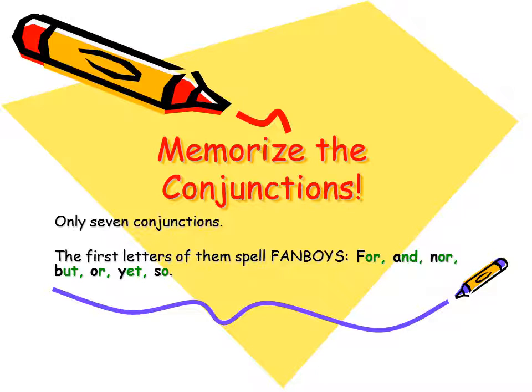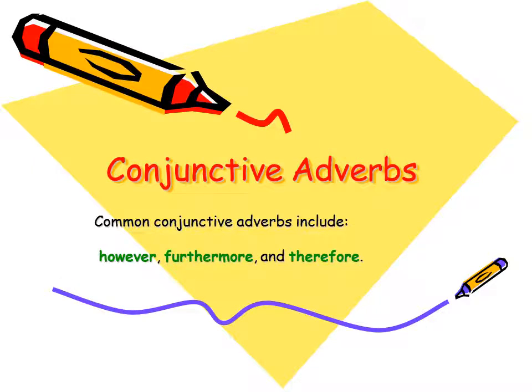So those are the conjunctions. They're different from the conjunctive adverbs. That's why you need to know there are different rules. However is a conjunctive adverb, and you punctuate it differently than you would for, and, nor, but, or, yet, so. Check the grammar book if you're having trouble with that. Conjunctive adverbs are things like however, furthermore, and therefore. However means but, furthermore means in addition, and therefore means so.